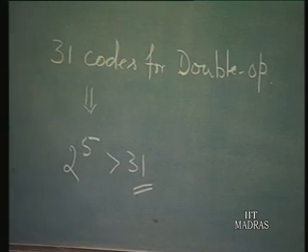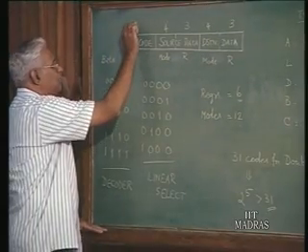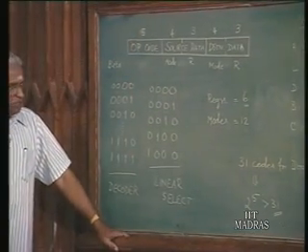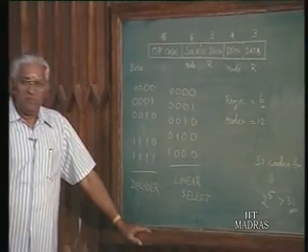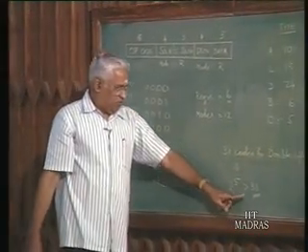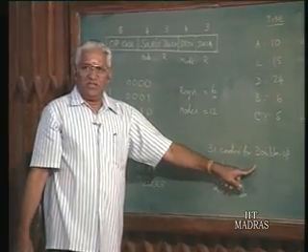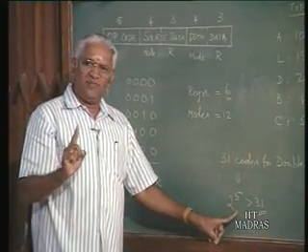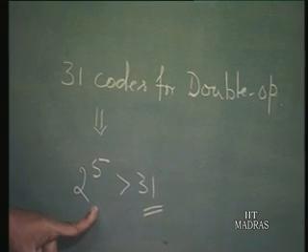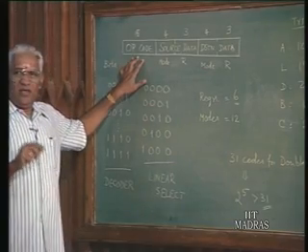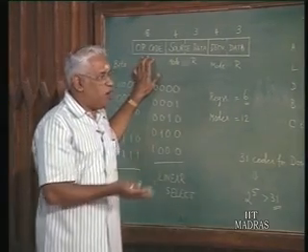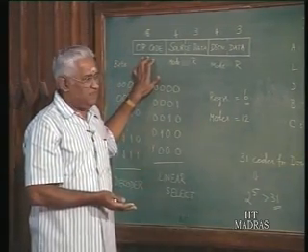That means we need at least a 5-bit opcode field. Now let us make sure that the other things can be accommodated. Now 31 codes go for double operand instruction. So one code is left, is it not? 2 to the power 5 is 32. So one code is left. That one code will identify single or no operand cases, okay.